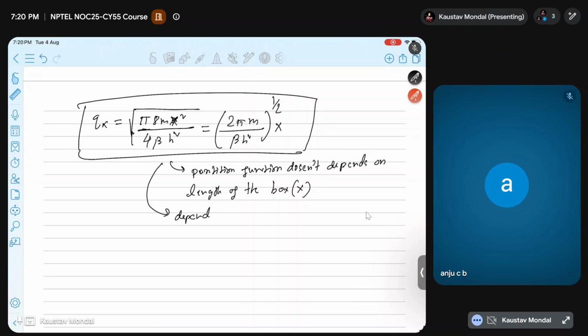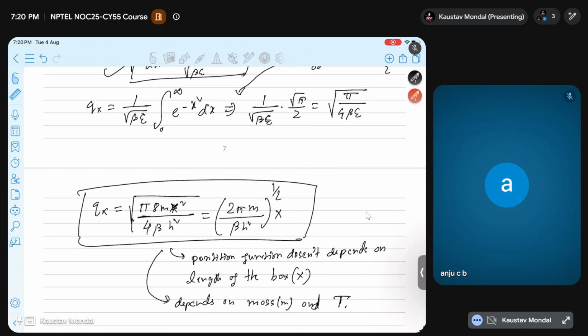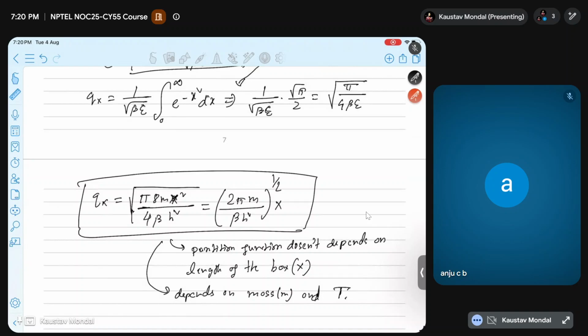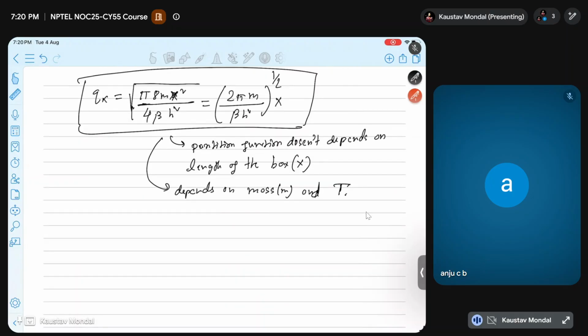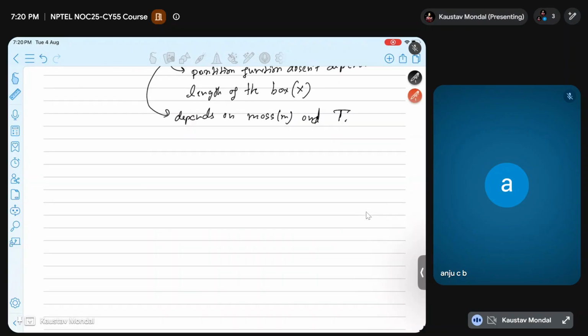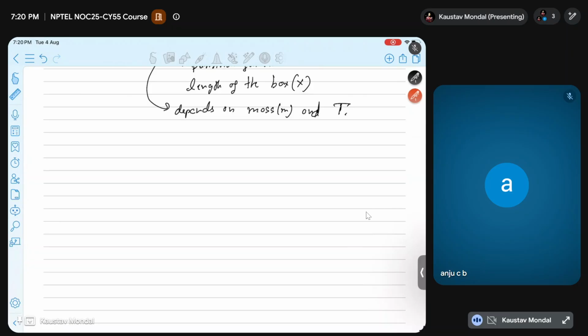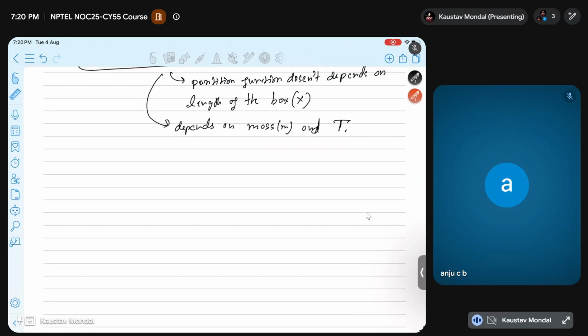It depends on mass m and T. So we got a very useful insight into the things that decide the partition function for the particle. If this is in 2D, for the case of 3D, we can extend this already established result here also for the case of 3D.